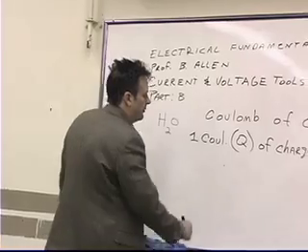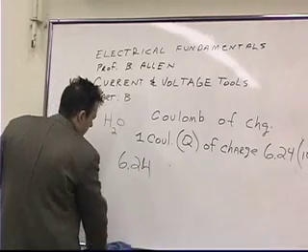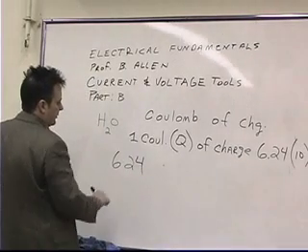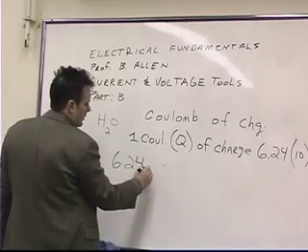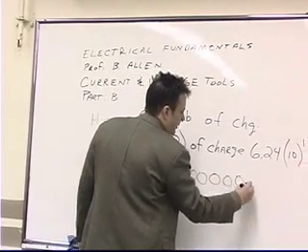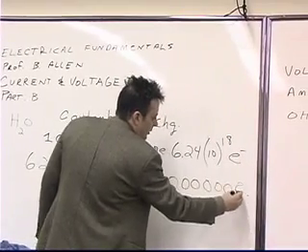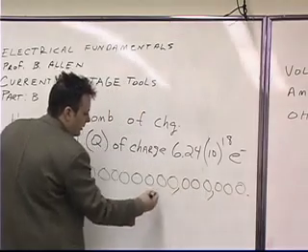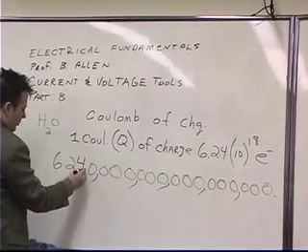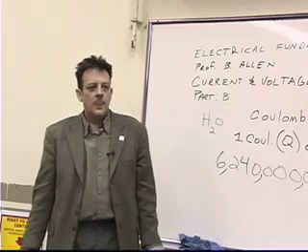You know how big that is? 6.24, let's move the decimal. 1, 2, 3, 4, 5, 6, 7, 8, 9, 10, 11, 12, 13, 14, 15, 16, 17, 18. 1, 2, 3, comma, 1, 2, 3, comma, 1, 2, 3, comma, 1, 2, 3, comma, 1, 2, 3, comma, 1, 2, 3, comma. Anybody want to tell me what that number is? That's a big number.